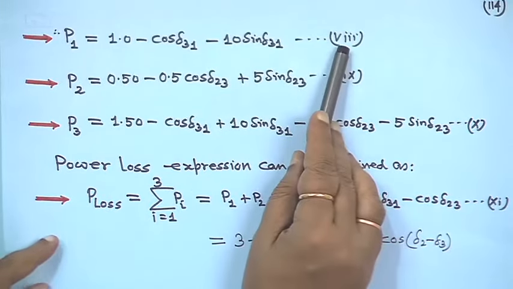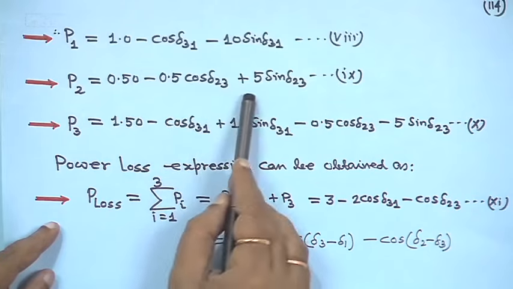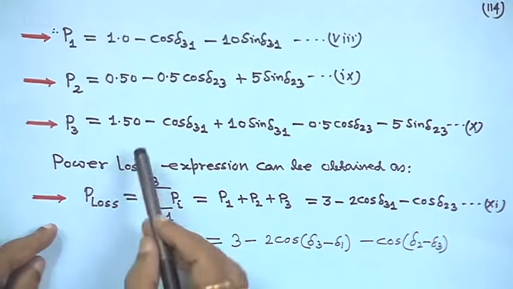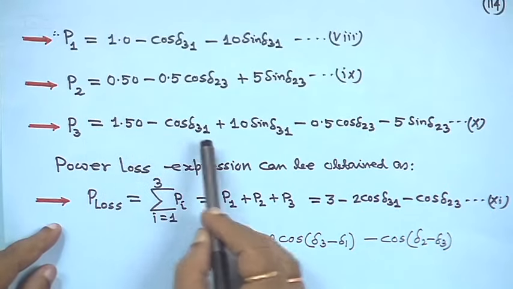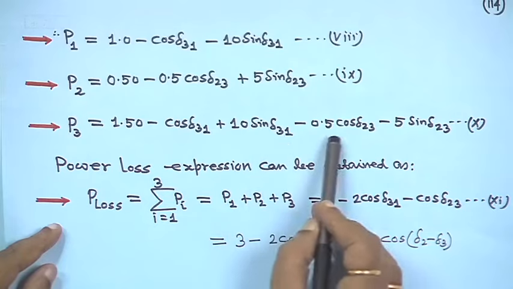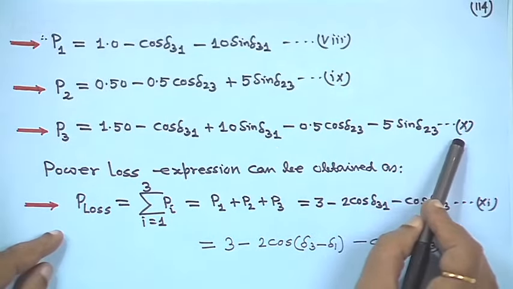This I have marked as equation 8. P2 will be 0.5 minus 0.5 cosine delta 2 3 plus 5 sin delta 2 3. This is equation 9. Similarly, P3 is equal to 1.5 minus cosine delta 3 1 plus 10 sin delta 3 1 minus 0.5 cosine delta 2 3 minus 5 sin delta 2 3. This is equation 10.